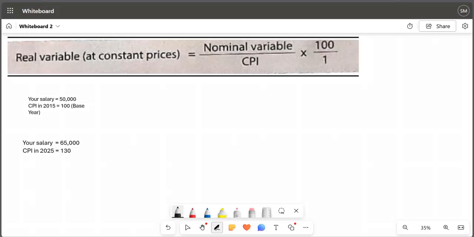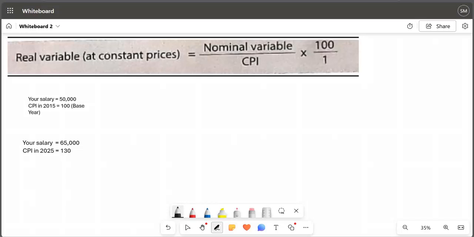The last formula is nominal variable divided by CPI times 100. We use this formula when we want to check the effect that inflation has on our salaries or on our investments. Without wasting time, we can see here that in 2015, our salary was 50,000 and the CPI for that year was 100.